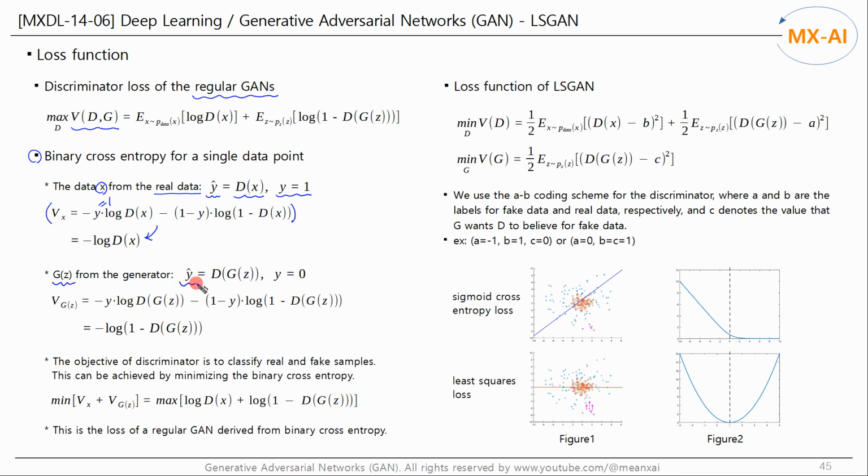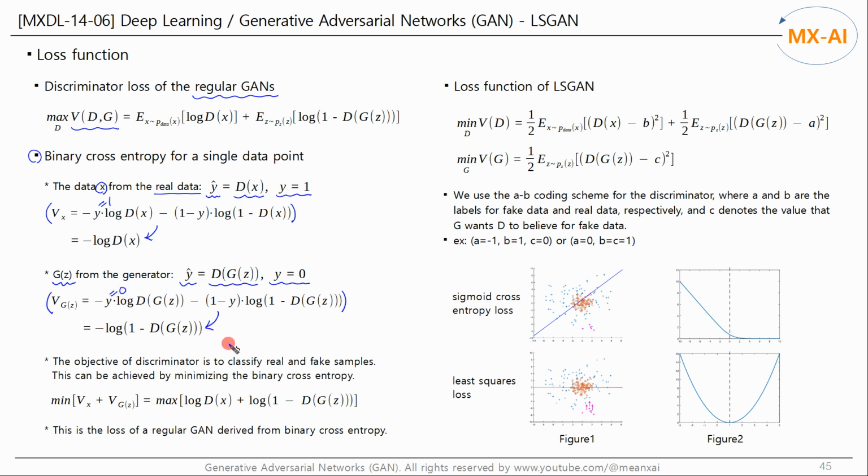The output y-hat of the discriminator for G(z) is D(G(z)), and the target y is 0. Then the binary cross-entropy loss for G(z) can be written as follows. Since y is 0, this can be simply written as follows.